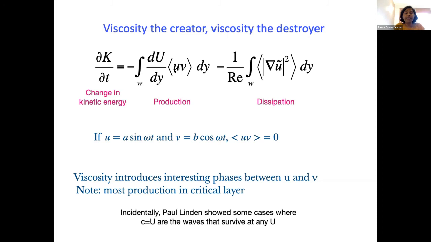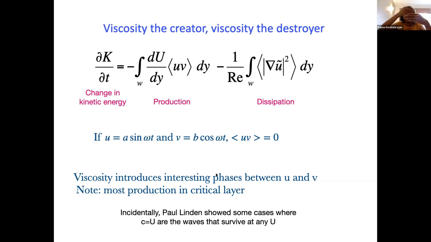It's easy for me to see that suppose I have u and v, which are two sinusoids, just a sin omega t and b cos omega t. The average is always going to be zero. If I average it over the entire domain over all time, I'm only going to get zero. I'll never get a production of disturbance kinetic energy. Whereas viscosity introduces interesting phases between them as a function of y.